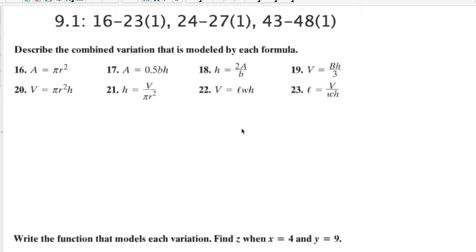Hey there, guys. This is the test prep for the entire chapter 9, so it has everything from 9.1 through 9.6. So let's go ahead and get started.